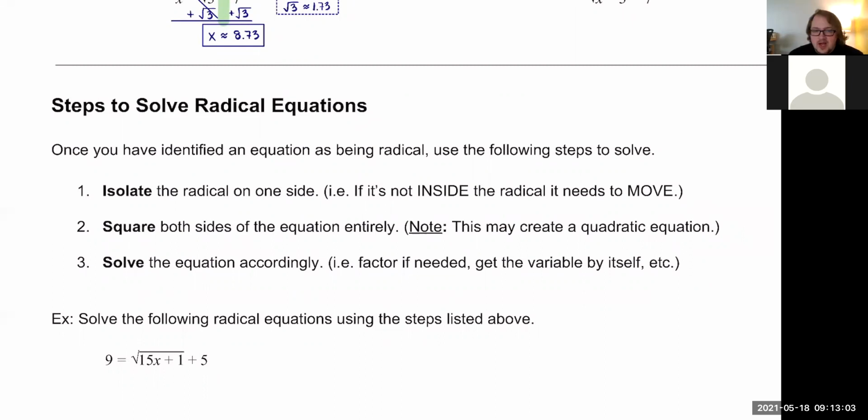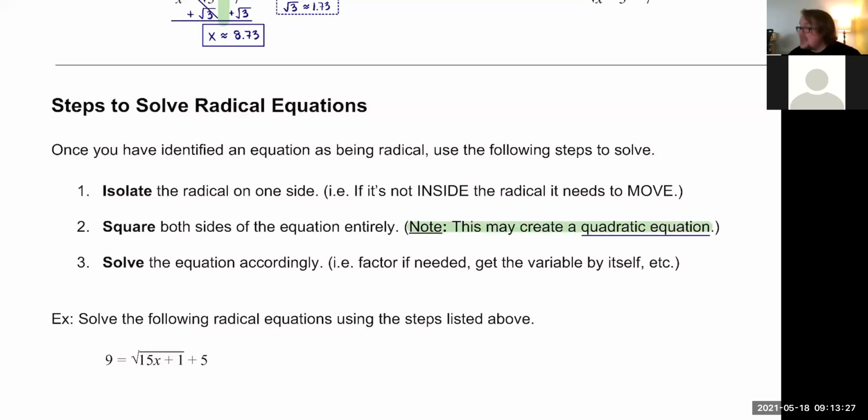Once you've got the radical isolated, we're going to square both sides of the equation entirely, which means we're going to take the entire left-hand side and raise it to a power of 2, and the entire right-hand side, raise it to a power of 2. But I want to draw your attention to this little note here. This may create a quadratic equation.